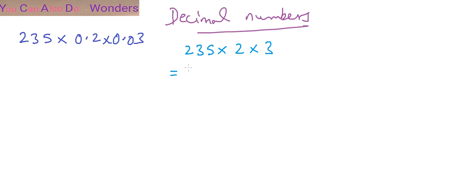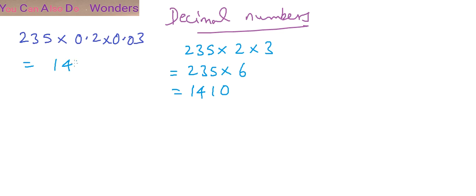So this is equal to 235 into, say, 2 into 3, 6. 6 into 5, 30. 6 into 3, 18 plus 3, 21. 6 into 2, 12 plus 2, 14. So we get 1410.